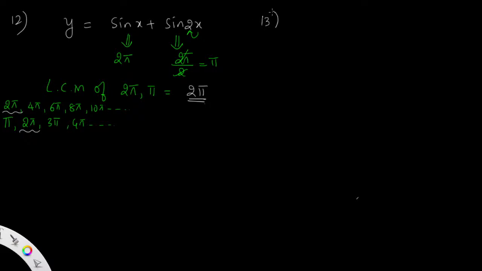Then go to question number 13. Take the LCM of the functions. This question belongs to 14th September 2020, shift 2. Find the periodicity of the function f of x equals sin x by 3 plus cos x by 3.